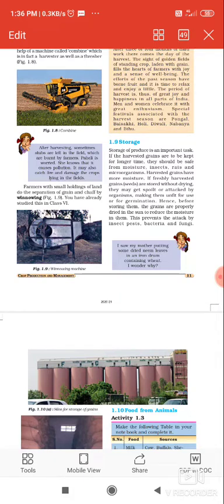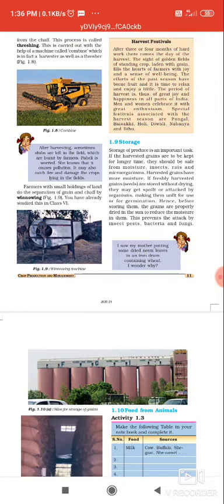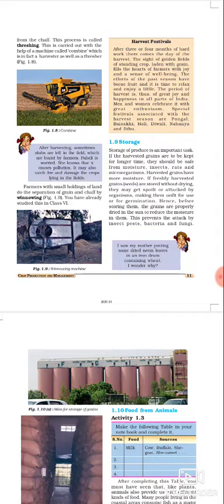So farmers actually store grains either in jute bags or metallic bins. You have seen that the metallic containers are there in your home, right? You have also seen the jute bags. So these jute bags and metallic bins are used for storing the crops.